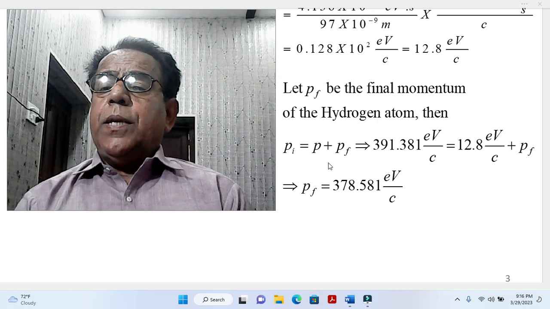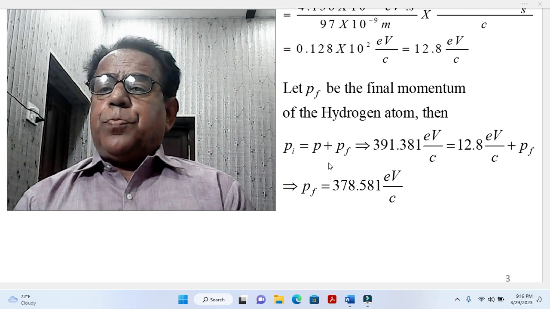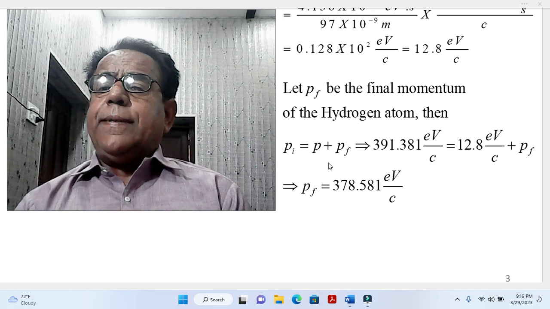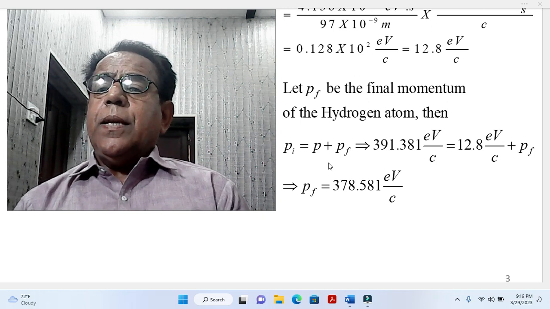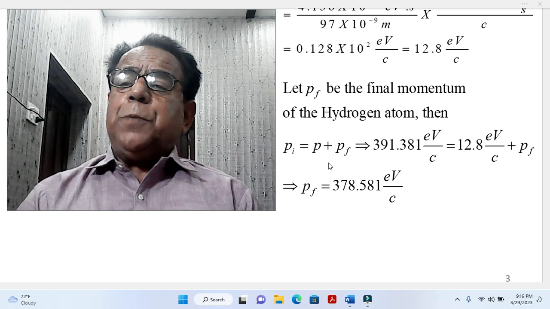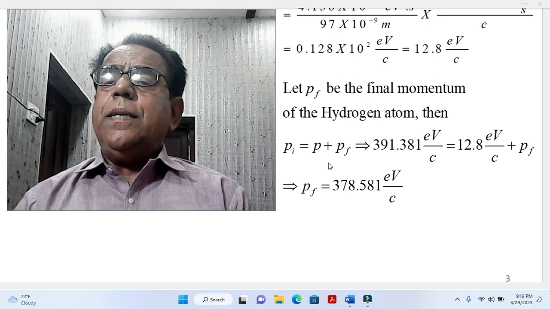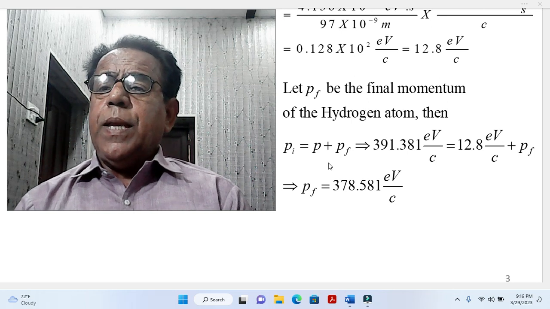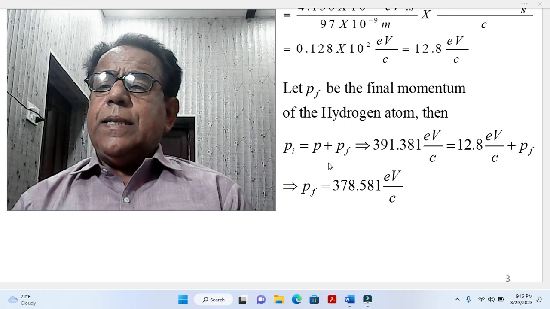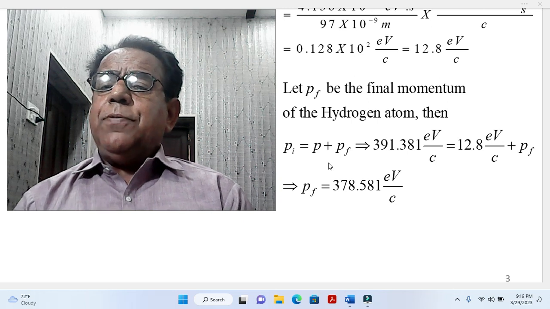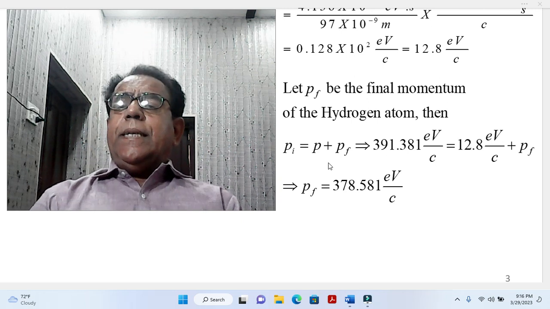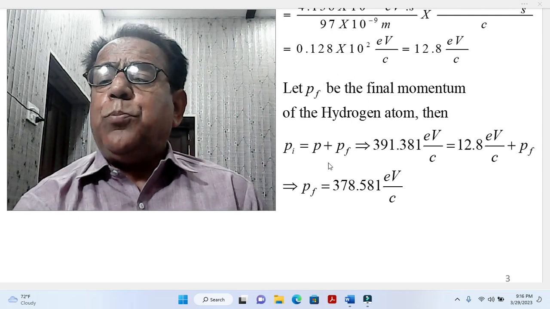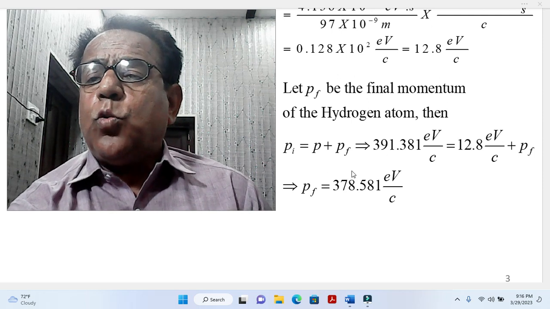Okay, because when Pf is kept on one side, then Pi minus P will be the arrangement. And when it is done, it will become so. 391 will be reduced to 378.581 electron volt over c.